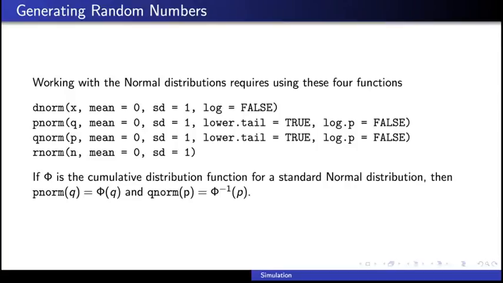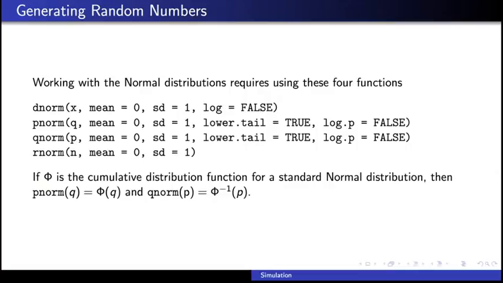I mentioned there's dnorm, pnorm, qnorm, and rnorm, and you can see they each take a number of different parameters. All of the functions require that you specify the mean and the standard deviation because that's what specifies the actual probability distribution. If you do not specify them, then the default values are a standard normal distribution, which has mean 0 and standard deviation 1.